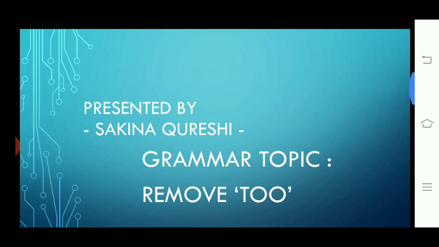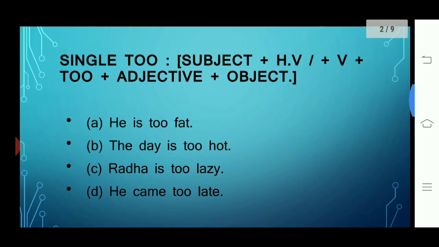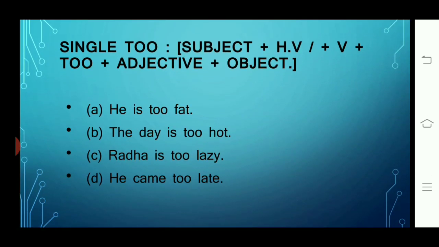In this video we will learn how we can remove too and to from the given sentence. Let's start with the very first slide. In this slide we have some examples using 'too'. Only one 'too' is there. There is no other 'to'. Only one 'too' we can see here.